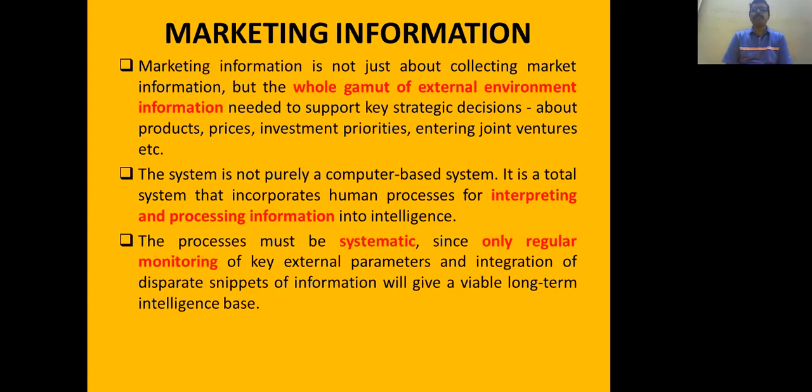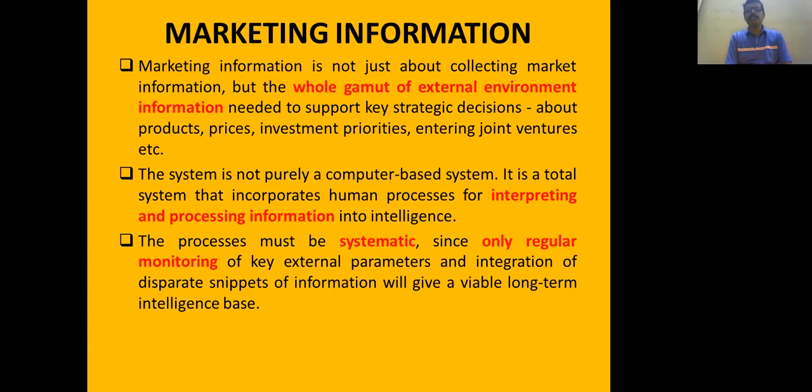Market information is a whole gamut of external environment information. External information like competitor information, competition information, customer information, media information, etc. needs to be analyzed carefully. The political conditions need to be studied, economic conditions need to be studied, then social conditions need to be studied, and only then the product needs to be manufactured.